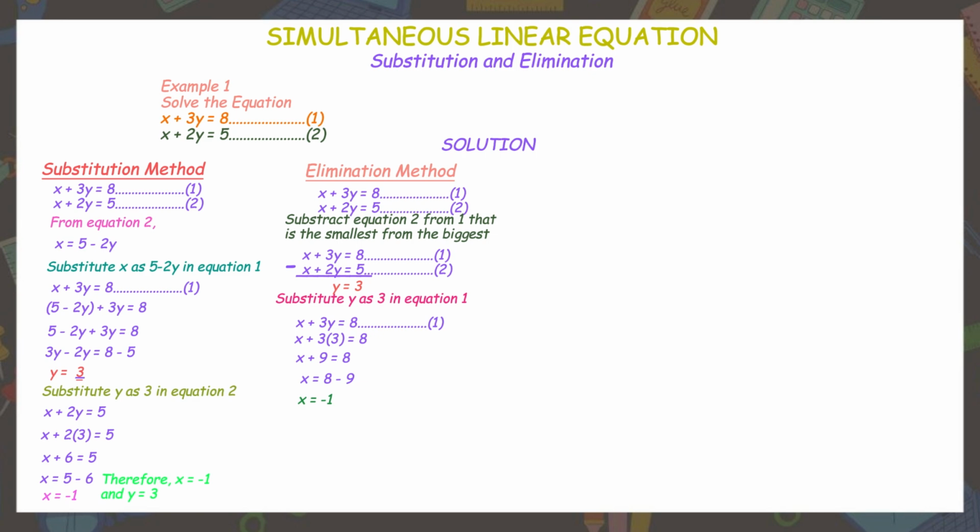Therefore, our x is equal to minus 1 and y equals 3. So that is the final answer to this using the elimination method. So that is the final answer. Our x is equal to minus 1 and our y is equal to 3.